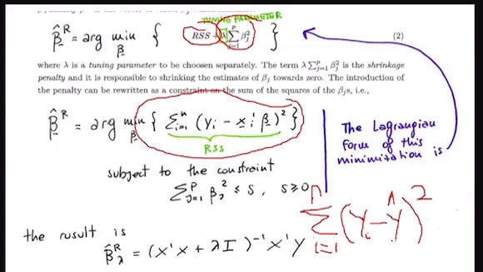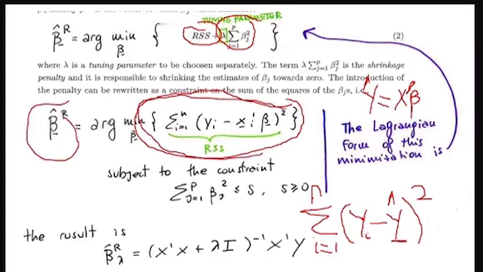Don't forget, the Y cap is the estimated model. The Y cap is actually equal to X beta cap. I think you know that, and that is exactly what you are seeing here. Now, what are we trying to do? We want to minimize this. We're still minimizing RSS, but we have incorporated a regularization term.